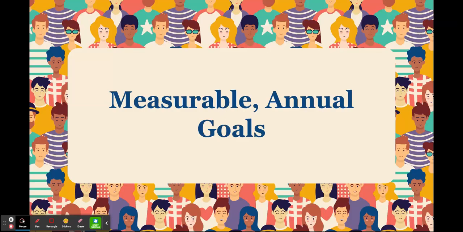Now we're going to talk about measurable annual goals. Just like with our high incidence students, we are writing goals based on progress monitoring data that's aligned to the baseline in your present levels. Additionally, goals should be aligned to the standards. This doesn't mean that we're copying standards word for word. We may be working on a prerequisite skill, but there's a clear connection to the standard.